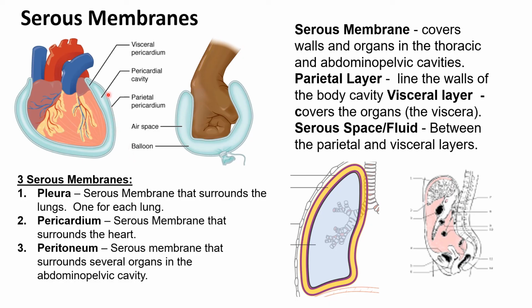So that's the structure. Well, what's the function? Well, all of these organs move. The heart beats, the lungs inflate and deflate. Many organs in your abdominal pelvic cavity have muscular walls that contract to move food along. So since organs move, they would wear each other out when they rubbed against each other. So this fluid layer helps organs slide against each other to reduce friction so the organs don't wear away.